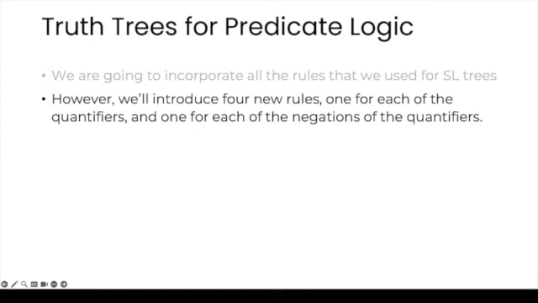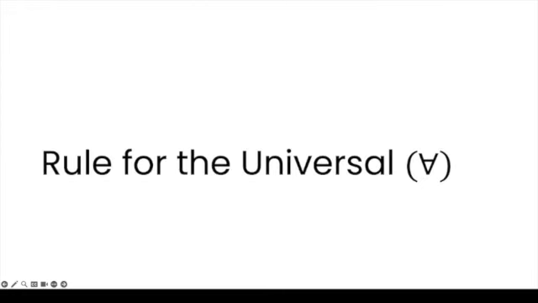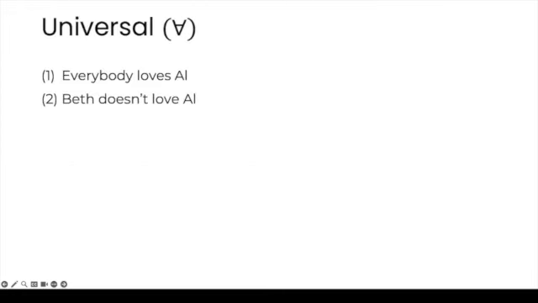However, we'll introduce four new rules to deal with predicate logic. And we have one for each of the quantifiers and one for each of the negations of the quantifiers. Let's begin with the universal rule. Let me give an English example to give you an intuitive idea of how it works.